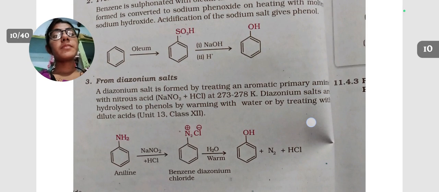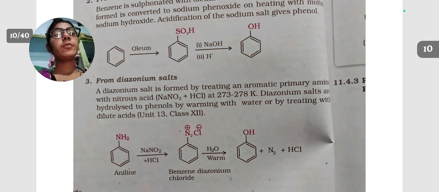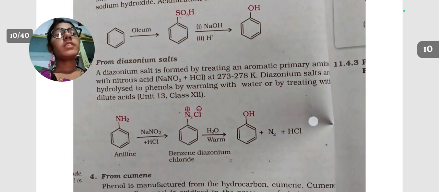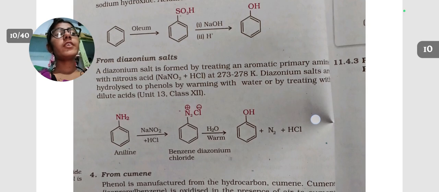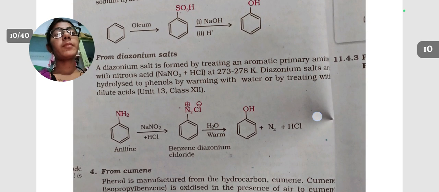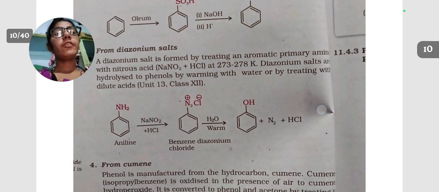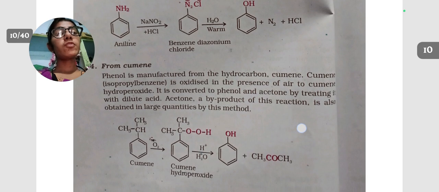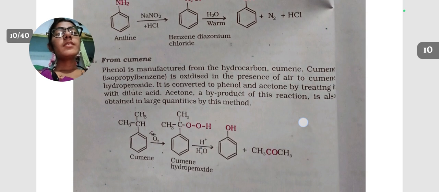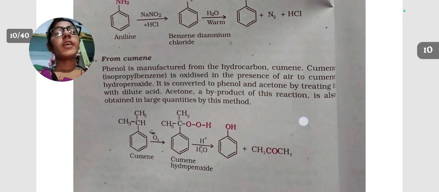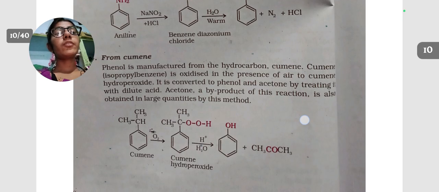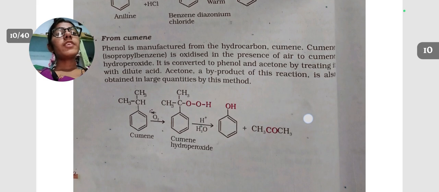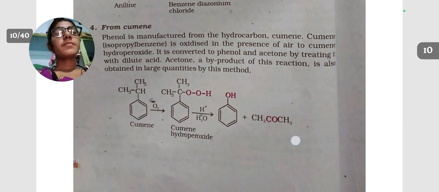From diazonium salt: the diazonium salt is formed by reacting aromatic amines with nitrous acid at 273 to 278 Kelvin, and it is hydrolyzed to phenol by warming with water or by treating with dilute acids. From cumene: phenol is manufactured from the hydrocarbon cumene, which is oxidized in the presence of air to cumene hydroperoxide. It is converted to phenol and acetone by heating with dilute acid. Acetone is a by-product of the reaction, which is also an advantage of this method.